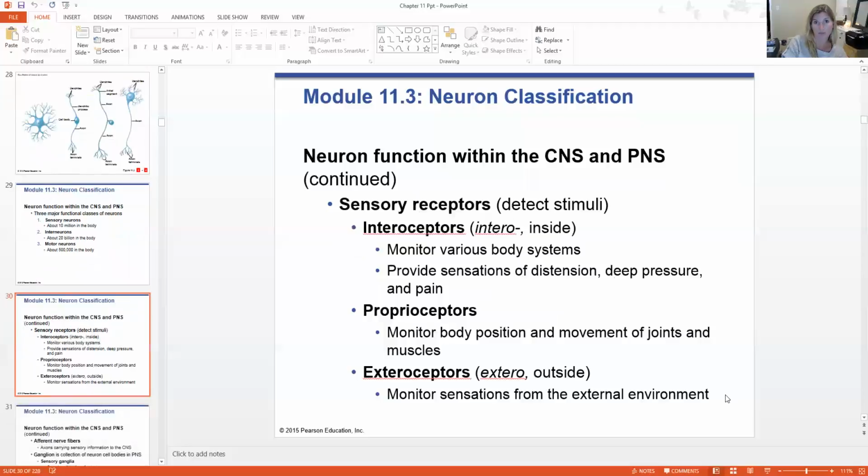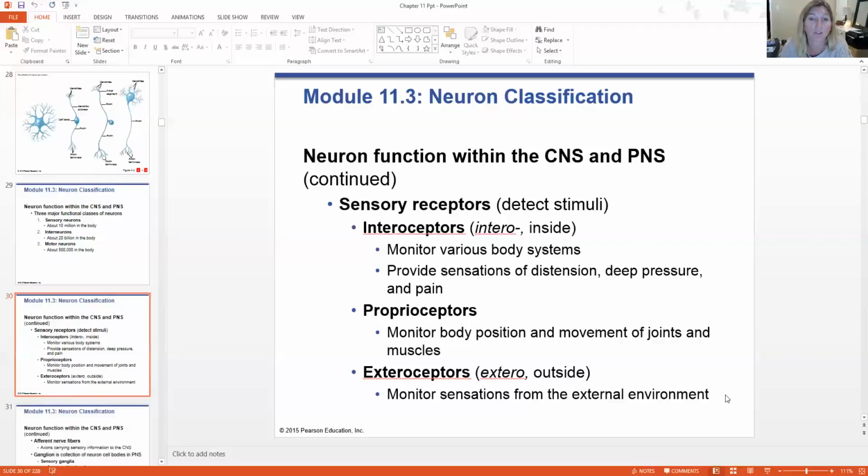There's several different types of sensory receptors. There can be interoreceptors. These are monitoring various parts of the body inside. They're providing sensation about stretching, deep pressure, and pain within the body. Proprioceptors are about maintaining and monitoring our body's position. Are we sitting? Are we standing? Is our arm bent? Is our back sitting up straight, or are you kind of slumping in your chair like I am? Right? All of those things are proprioception, position of joints, muscles, etc.